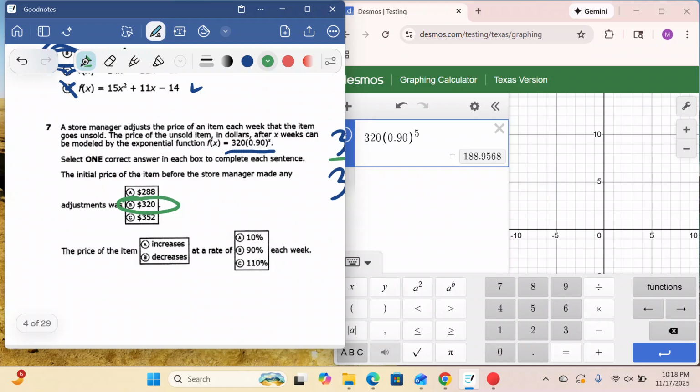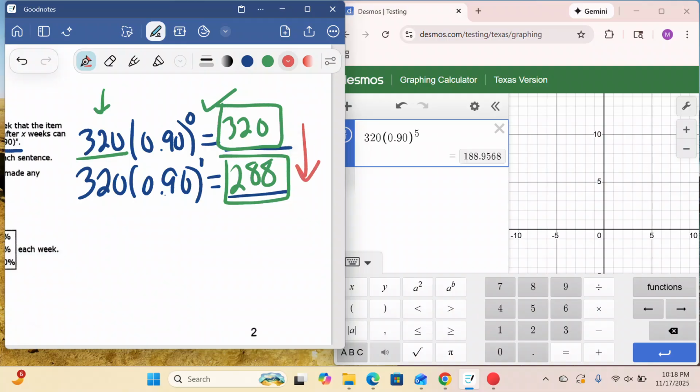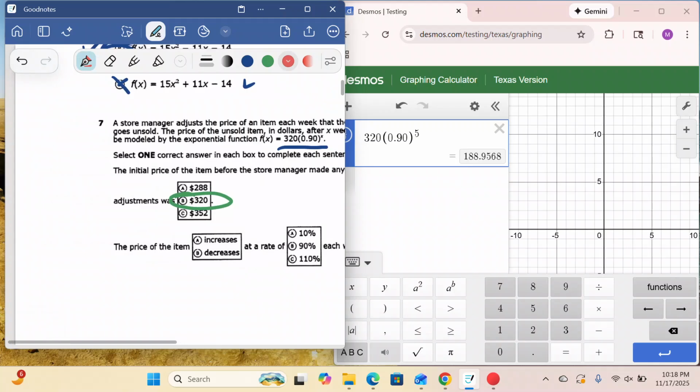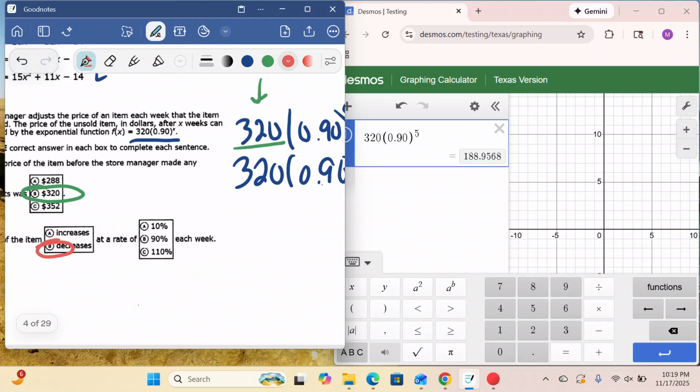The price of the item is going to either increase or decrease. I'm going to look at my 0 weeks, 1 weeks. It's going to decrease. It's going to continue to decrease after 2 weeks, after 3 weeks, after 4 weeks. So the price of the item decreases. So I'm going to circle B. And of course, at a rate of 10%, 90%, or 110%.